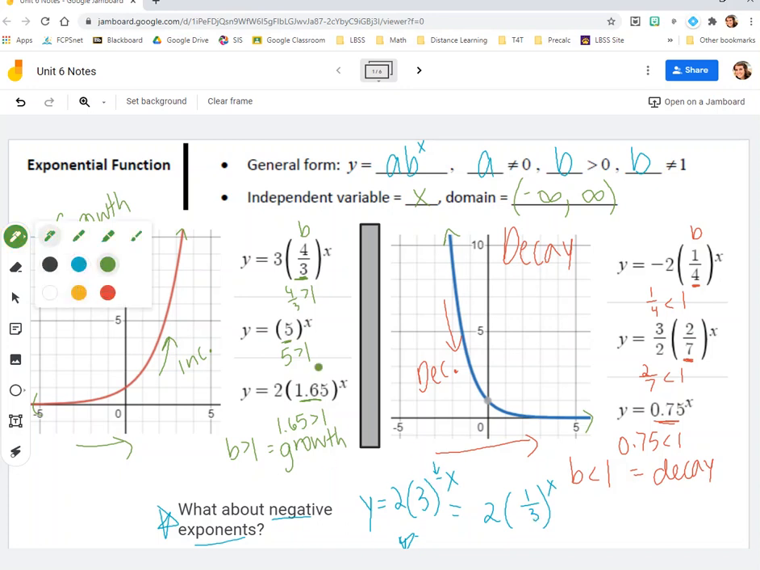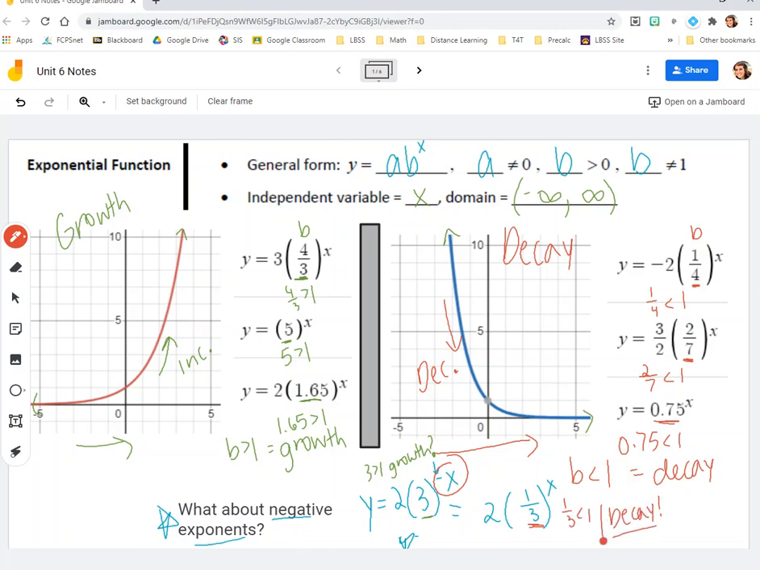So at first, when you look at this, you might think, oh, well, b is 3. 3 is greater than 1, so is it growth? But no, you need to be careful of what this negative exponent is doing. You need to rewrite it. Now we notice that b is 1/3, which is less than 1, so this would actually be decay. Many students would say that it's growth without taking that extra step to check the negative exponent. So just be careful of that trick.